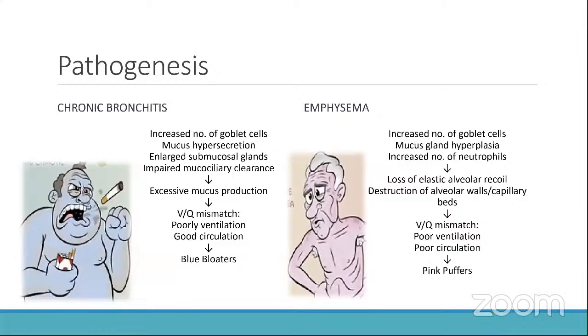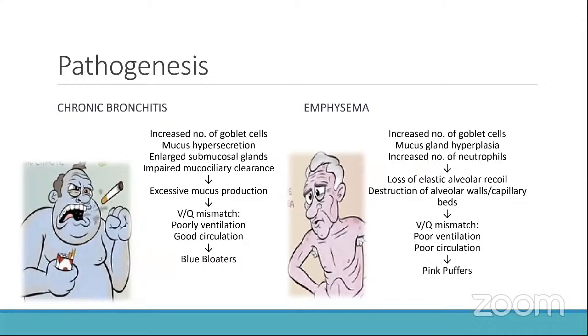If we look at chronic bronchitis, you have these various processes contributing to excessive mucus production, leading to a poorly ventilated lung and good pulmonary circulation. This VQ mismatch results in hypoxia and CO2 retention, which causes cyanosis. As the disease progresses, these patients develop right heart failure and thus become fluid overloaded. Therefore, combining the clinical picture of cyanosis and the fluid retention, these patients are known as blue bloaters.